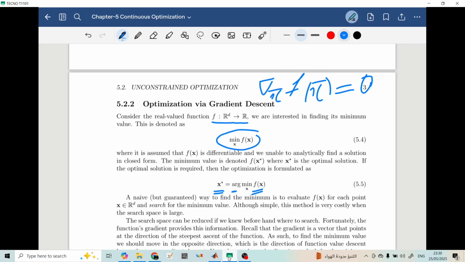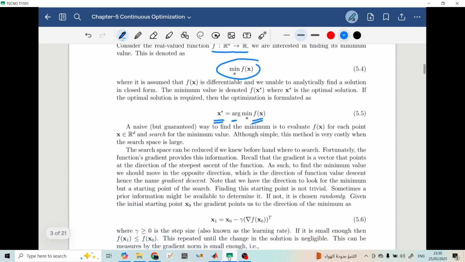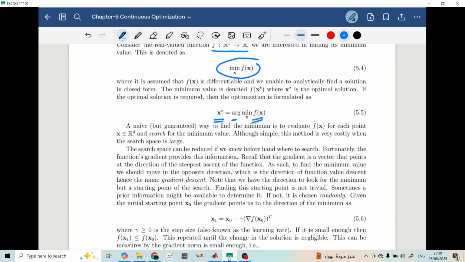Now this equation might not have a closed form solution. So what we do in this case is we have to search the space, but we do it in an intelligent way. We use what is known as the gradient descent algorithm, which is a very popular and widely used algorithm, especially in machine learning applications, right?